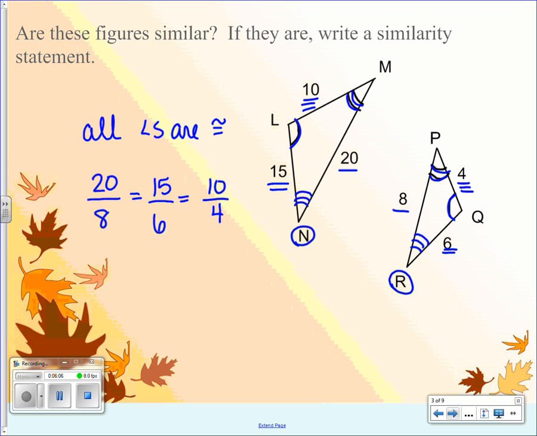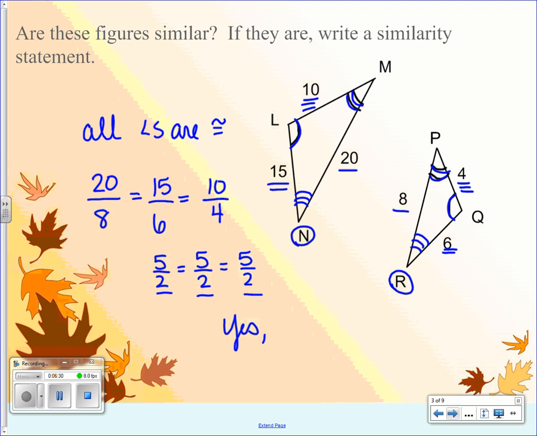So 20 over 8, 4 goes into each of those, so that's going to be 5 over 2. 15 over 6, 3 goes into each of those for 5 over 2. And 10 over 4, 2 goes into each of those for 5 over 2. So we can see, because all of our sides have the same proportion or ratio, that the sides are proportional indeed. So yeah, the two figures are similar.